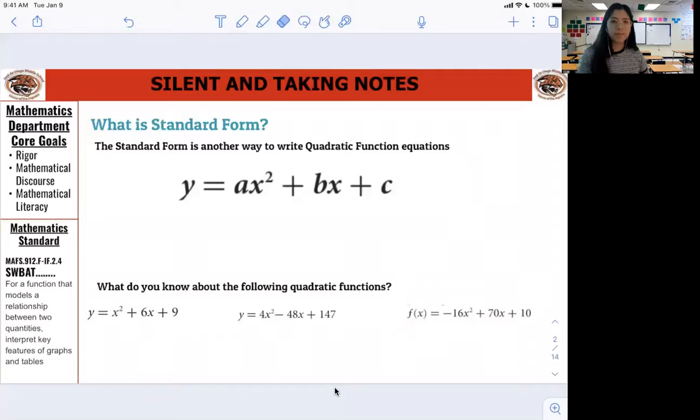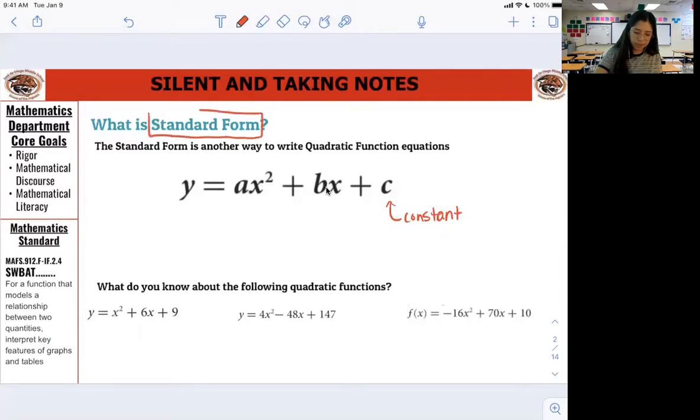A constant. Good, we have a constant. Beautiful. What else? What else do we have? In vertex form, the X is in the parentheses, but here it's right next to the A. Yeah, so there's no parentheses. There are 2 different terms with an X in it. And someone's asking me, what is the title of the lesson? The title of the lesson is just standard form. That's what we're learning about today.